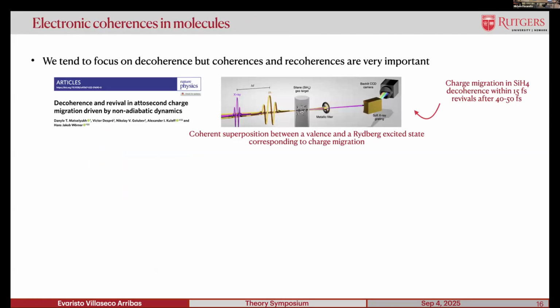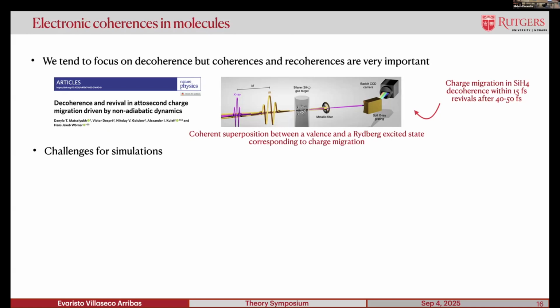Just quickly, we tend to focus on the coherences, but also pre-coherences are very important. This is an example where they see charge migration in silane, which decoheres, but they show revivals of the charge migration driven by electronic coherences after 50 femtoseconds.